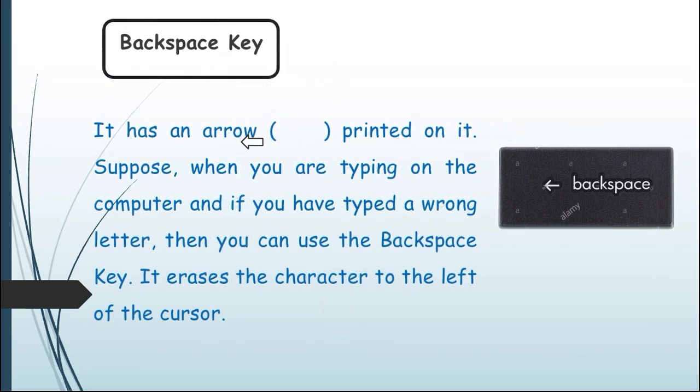Backspace key. It has an arrow printed on it. You can see the backspace button. It has an arrow printed on it. When you're typing on the computer, if you have typed a wrong letter, then you can use the backspace key. It erases the character to the left of the cursor. Now for this purpose, we have two keys, the delete key or the backspace key. Backspace key, if you're not writing something on the computer but you want to move the cursor here and there, you can use the backspace key. And if you want to delete something, then again you can use the backspace key.